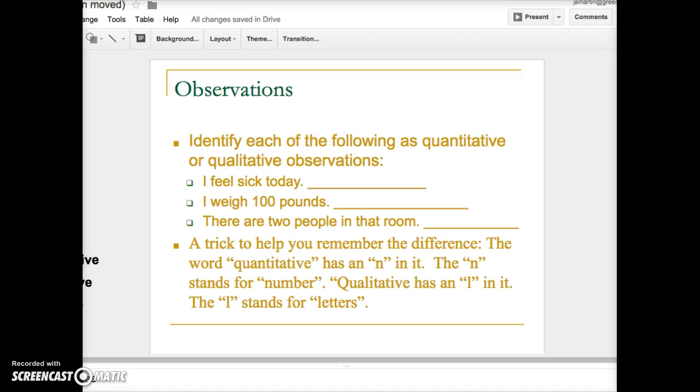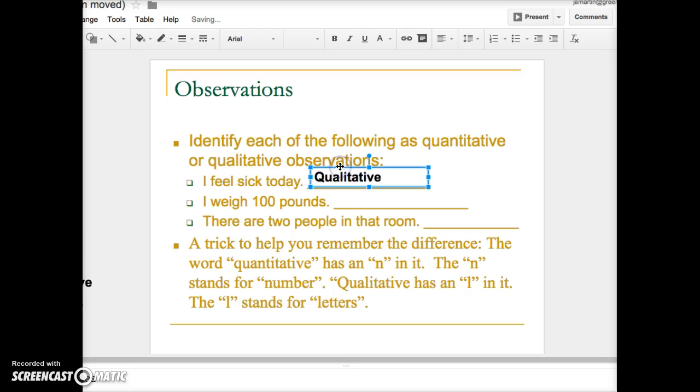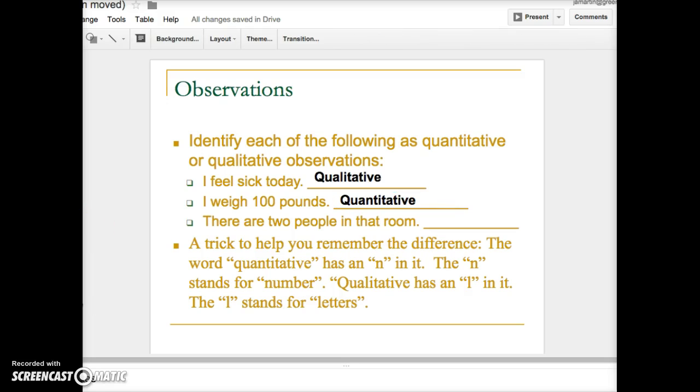Okay, let's go back and check your work. If you haven't had a chance to fill in these three blanks, go ahead and hit the pause button, and when you get finished, just hit play and we'll pick up at the same spot. Okay, I feel sick today. That's going to be a qualitative observation because that observation does not involve numbers. So that's qualitative. The second one is, I weigh 100 pounds. That one's going to be a quantitative observation because there is a number in that example, 100.